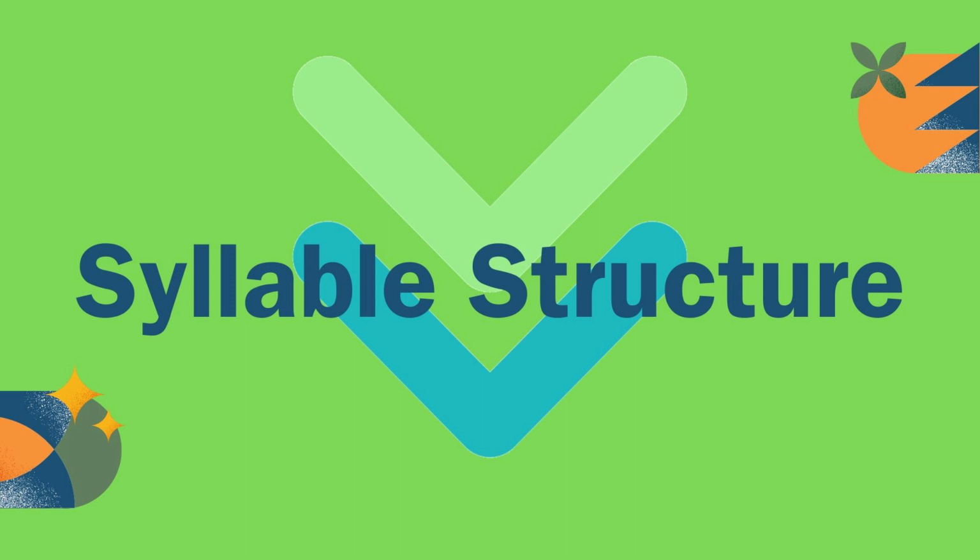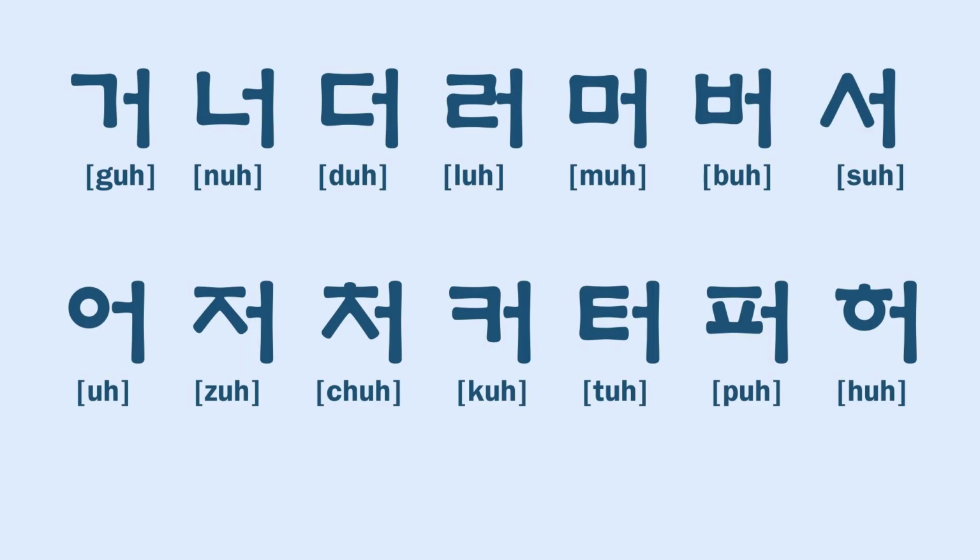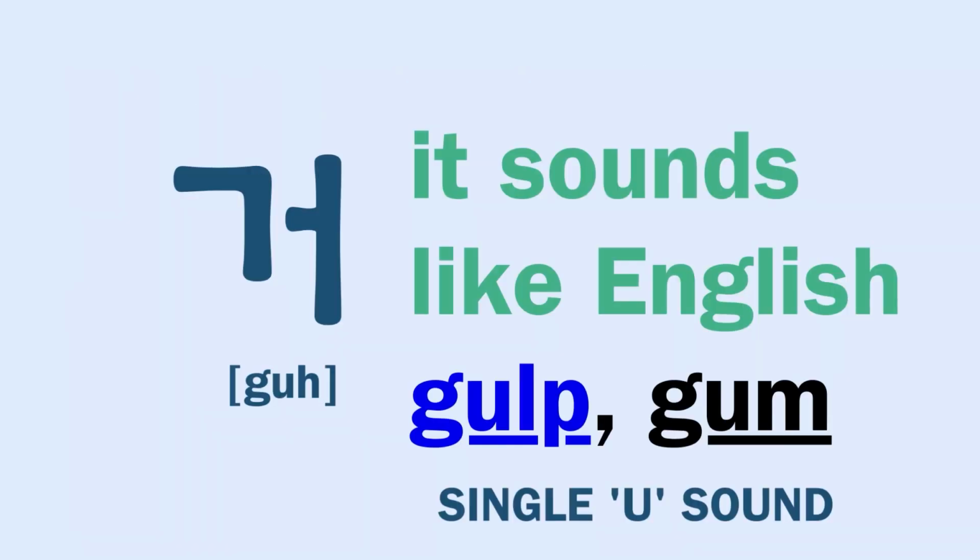I'm Korean tutor Juhi. Today we will learn Korean alphabet together. 거, 너, 더, 러, 뭐, 버, 서, 저, 처, 커, 터, 퍼, 허. Let's read one by one.